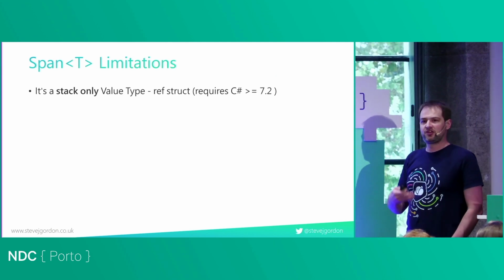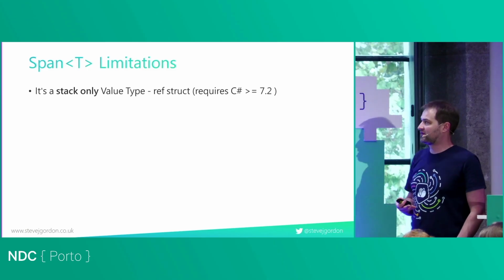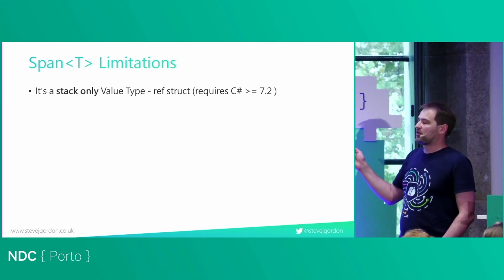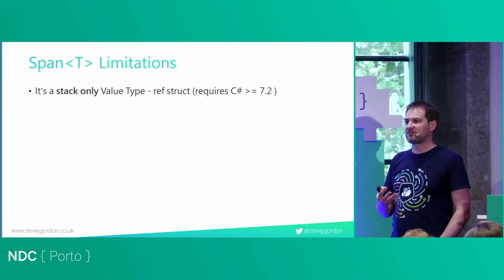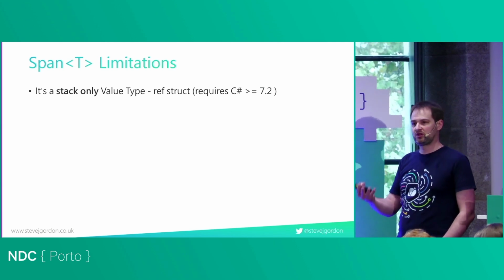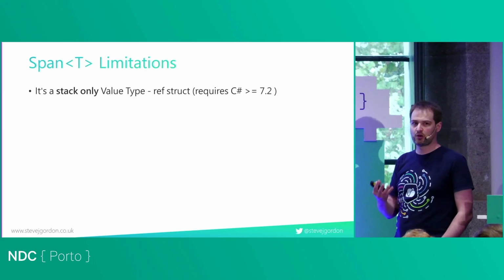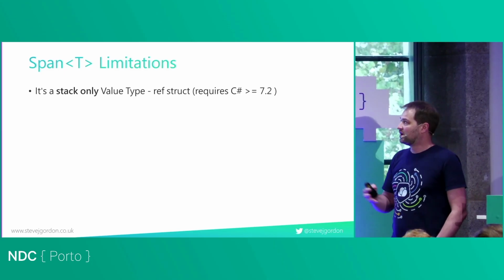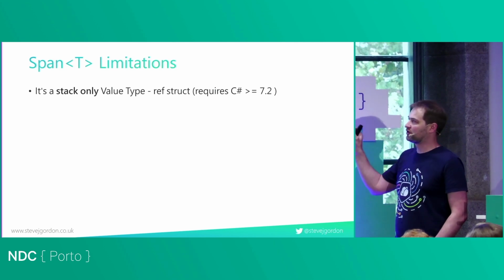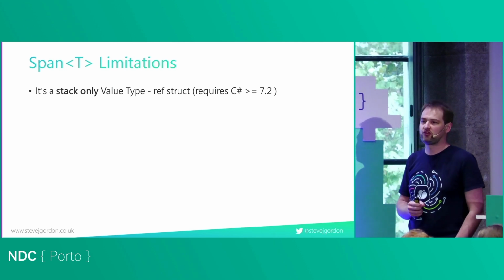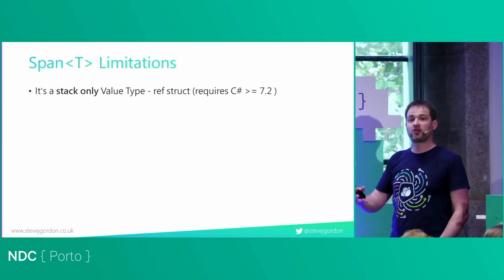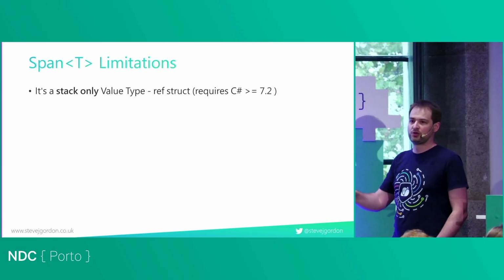Now, there are some limitations of Span of T that are worth pointing out. And as I go through these, you might get more and more concerned about where this can actually be applied. But don't worry, it is fine. So the first thing is, I mentioned earlier the guarantee that we have that a span is never going to end up on the heap. So we can use it safely at any point in our code without worrying about heap allocations. And that's enforced by the fact that it's not just a normal struct. It's actually got this ref struct keyword that was introduced in C# 7.2 that enables a guarantee that the runtime will enforce that this type can never end up on the heap.